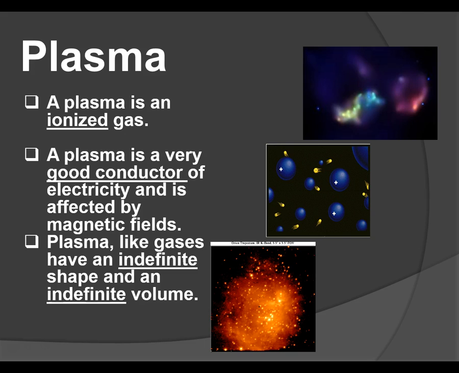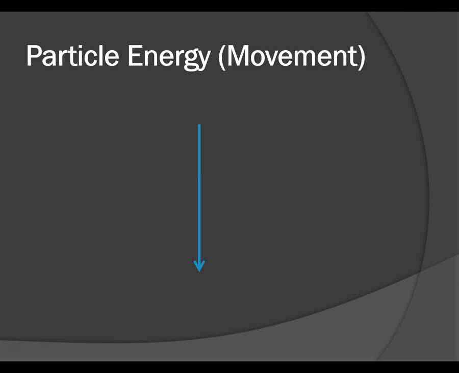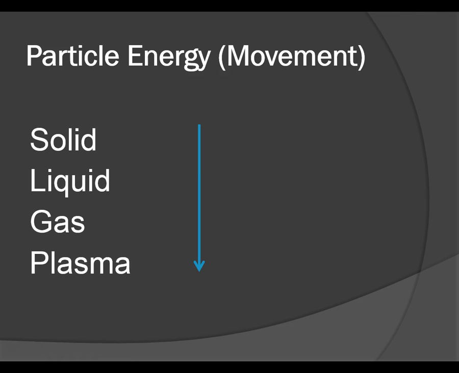It has an indefinite shape and an indefinite volume, meaning it can actually be compressed or expanded, and it'll take on the shape of whatever it is that you put it in. Here you should see the examples. We have stars that are examples of plasma, as well as our particle diagram. Take some time, review what we've gone through today, and we're going to finish everything up tomorrow with a little activity.